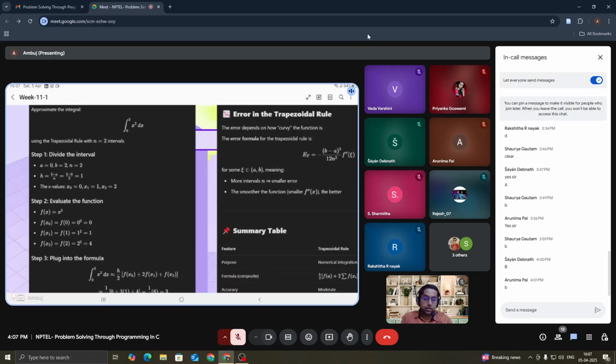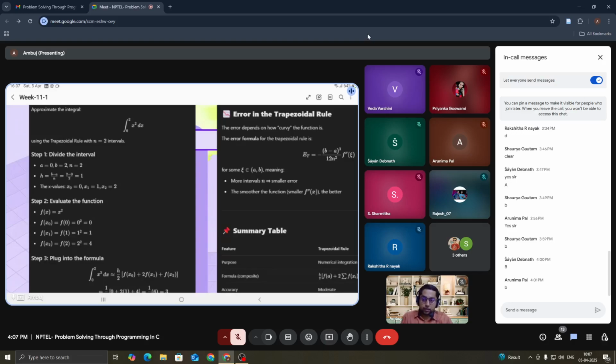h is (b minus a) divided by n, which is (2 minus 0) divided by 2, which is 1. So the x values: x0 is 0, x1 is 1, and x2 is 2. h is the interval. The initial value is 0, then the next is x plus h, then the second term will be x plus 2h. So I have found three different x values: 0, 1 and 2.